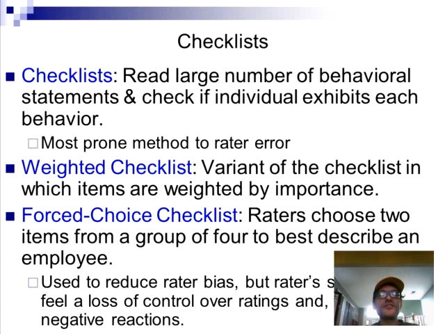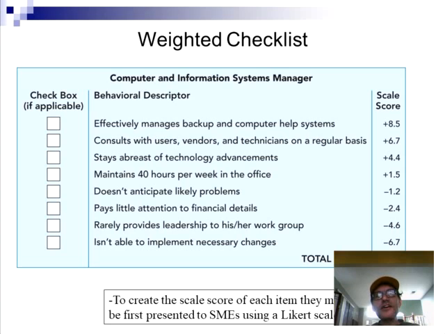But weighted checklists, on the other hand, are a version of a checklist. What happens here is you've got a weighted checklist for a computer CIS manager, something, I don't know. And so there are all of these behavioral descriptors. Does this item, effectively manages backup of a computer help system, describe the employee being rated? If yes, put a check mark.